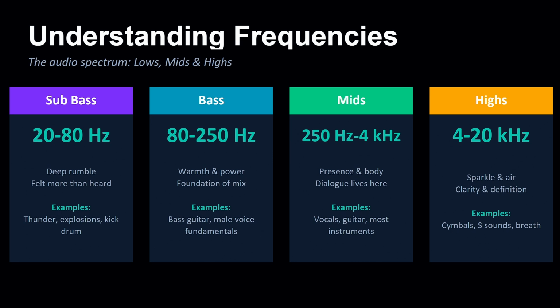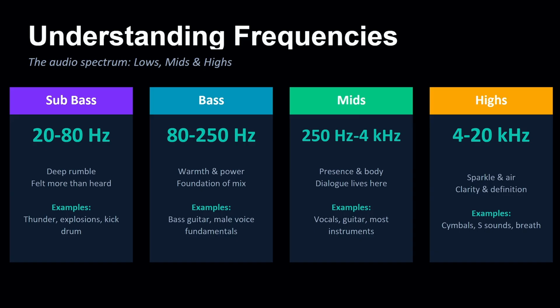So thunder explosions, kick drums, that's bass drums on drum kits. The proper bass between 80 and 250 hertz, warmth and power, foundation of the mix. Examples: bass guitar, the lower part of the beginning of the male voice, that sort of gravitas sits in that range.